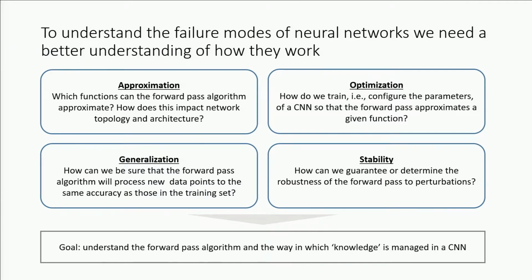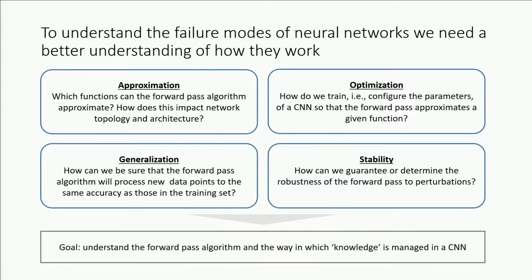The third one, I would argue, is generalization. So that's around, fine, I've trained my network. It does fantastically on my training data. Maybe it even does well on my test data. How can I be sure that it will do well on new examples? How can I be sure that I can rely on and trust it in a high-risk application?